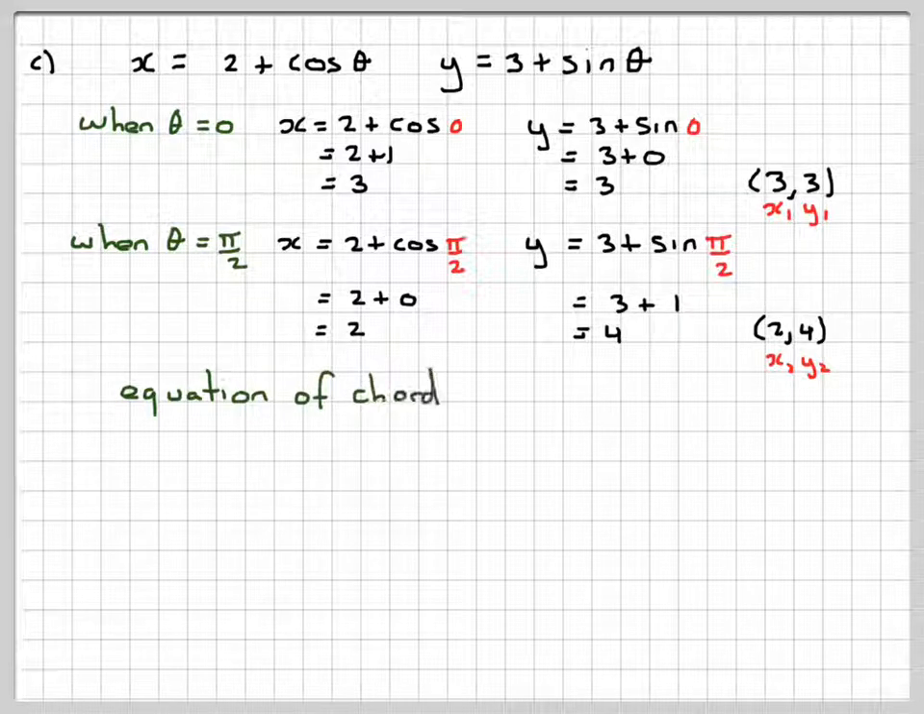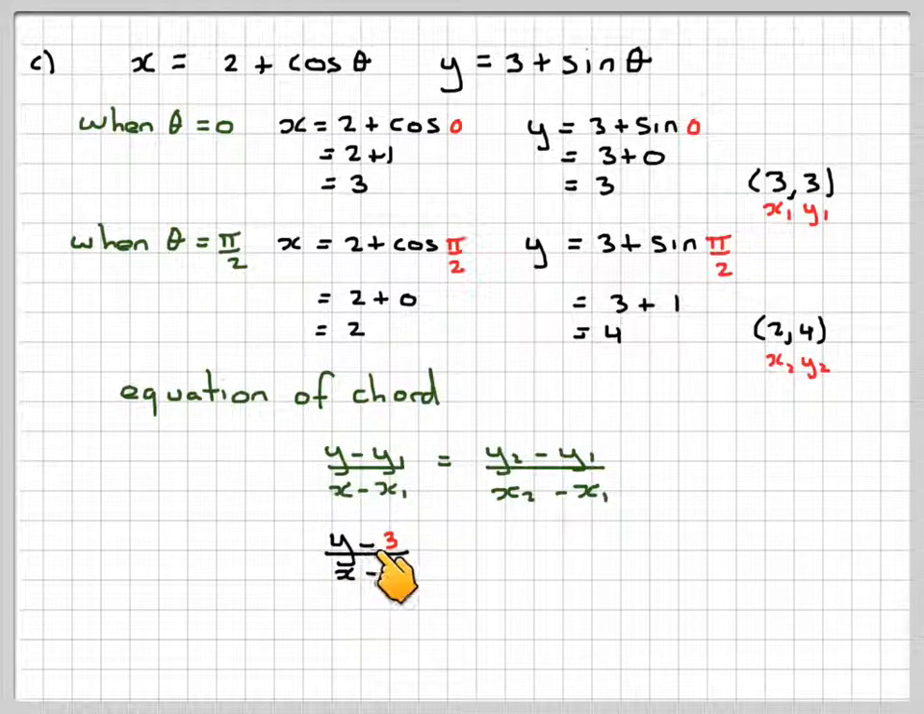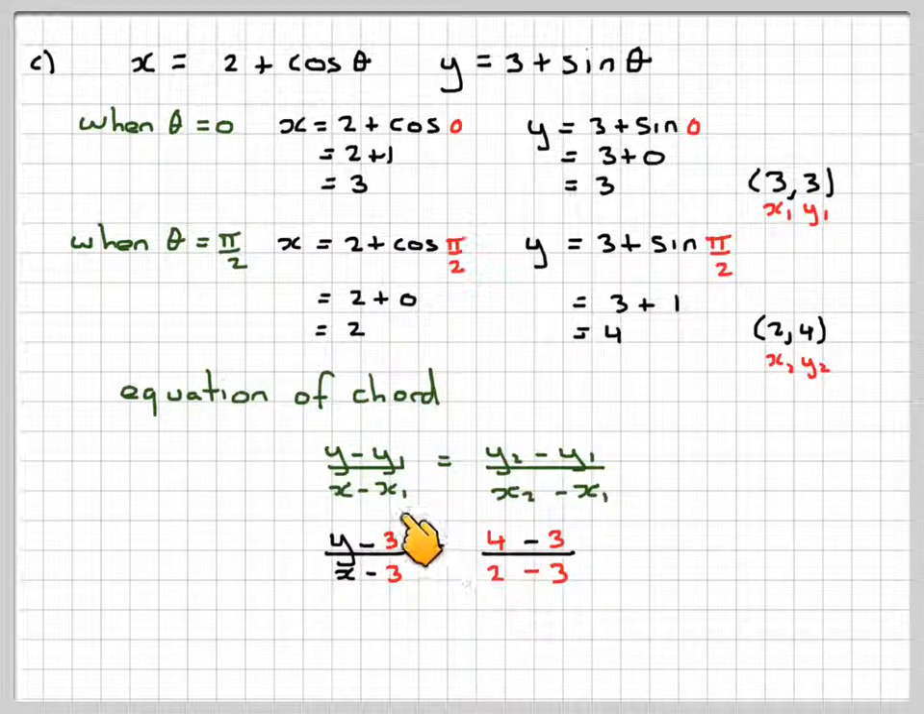Now the equation of the chord, a line joining two points, is the bit of geometry that we need to use. The formula for this is (y minus y1) over (y2 minus y1) equals (x minus x1) over (x2 minus x1). So it's going to be y minus 3, because y1 is 3 and x1 is 3, over 4 minus 3, equals x minus 3 over 2 minus 3. All these should be the same when we do this. 4 minus 3 is 1, 2 minus 3 is minus 1.